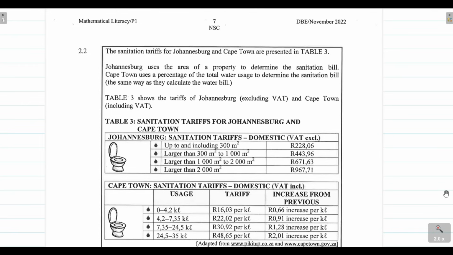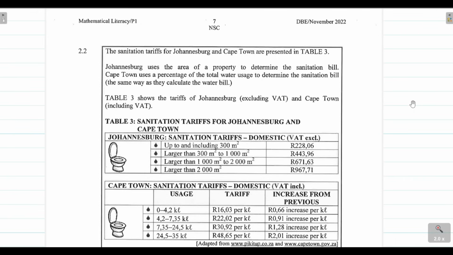So like I mentioned, we're still going through the grade 12 mathematical literacy November 2022, paper 1. And in today's video tutorial, we're going to be looking at tariff systems, in particular your sanitation tariff, or we can even say water tariff. Okay. So let's have a look at the question.